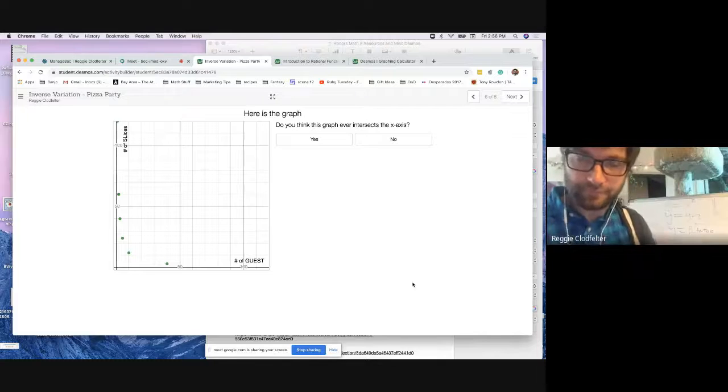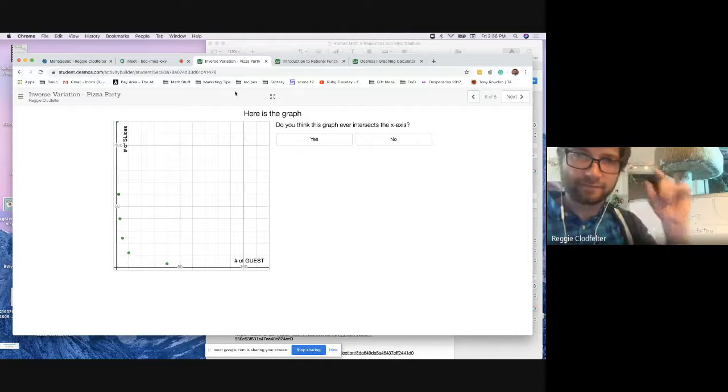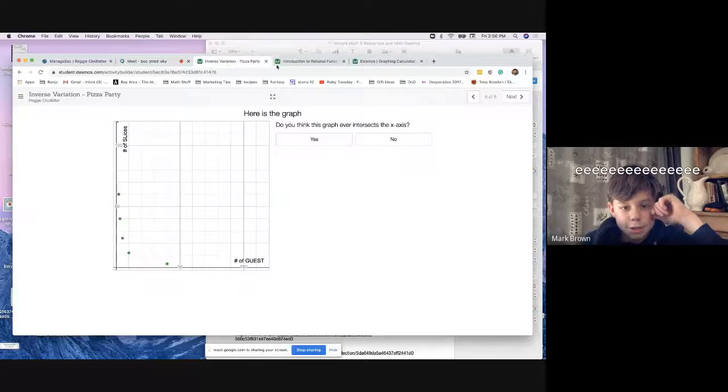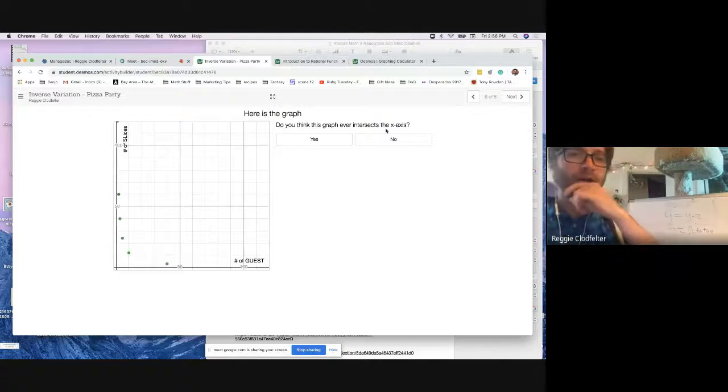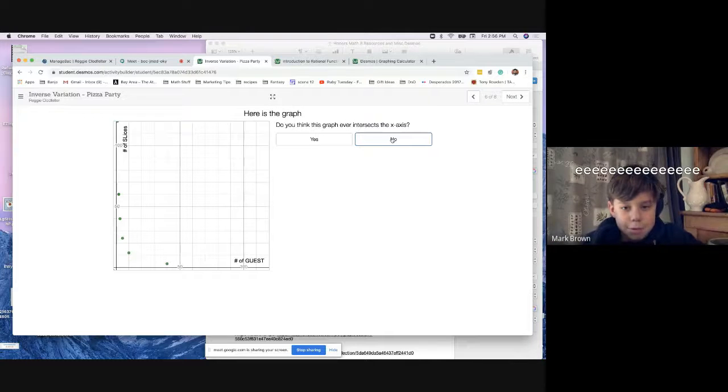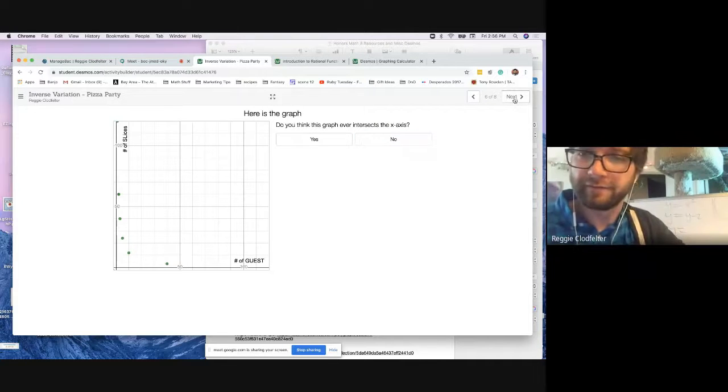So, Mark, Zach, that's who we got left, right? Why are there 2 Zacharies? So, do you guys think this graph ever intersects the x-axis? Maybe. I don't know. Maybe. That's fair.